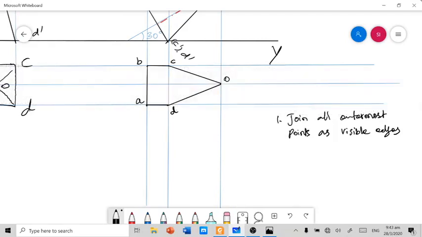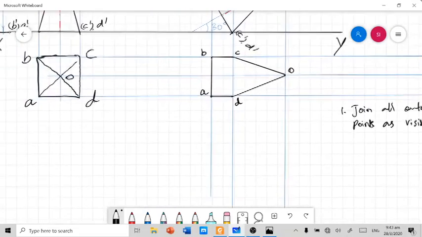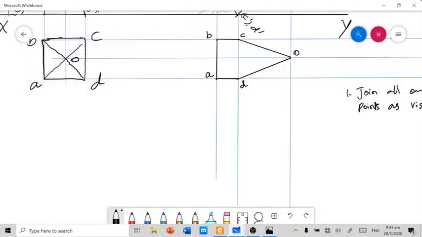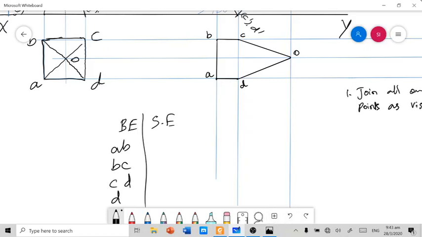Yes. And preferably before starting this job, you have to have the list of various edges in the solid. So base edges, it's actually a pyramid, so there is no choice of face edges, so side edges. In this, AB, BC, CD and DA are the base edges. OA, OB, OC, OD are the side edges. Totally 8 edges are there in this square pyramid.